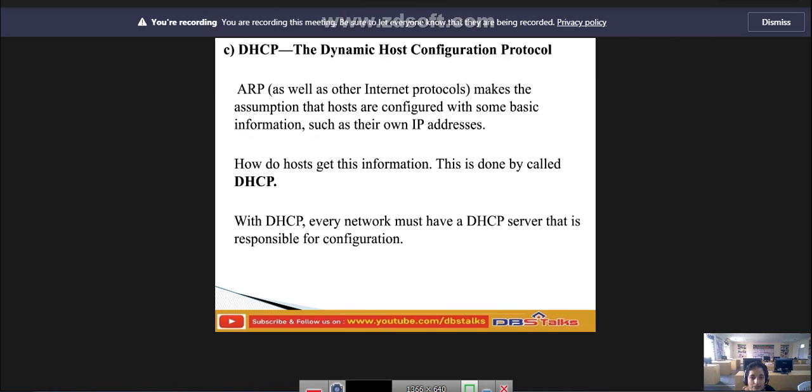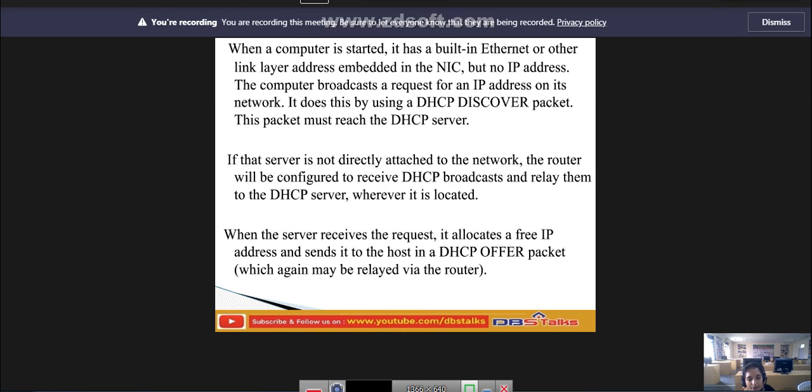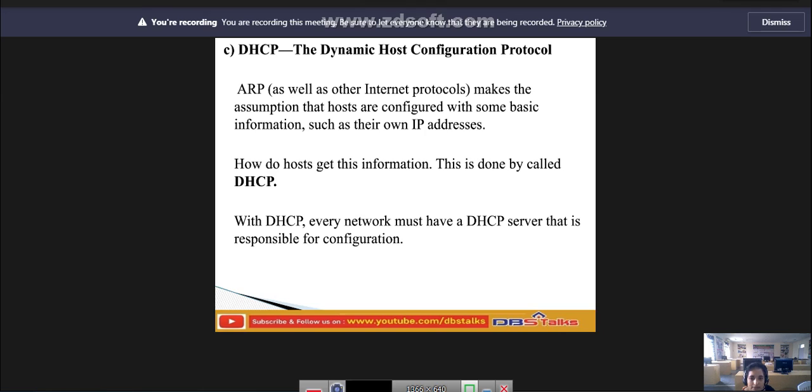Next, coming to DHCP, the Dynamic Host Configuration Protocol. ARP as well as the other Internet protocols make the assumption that hosts are configured with some basic information, such as their own IP address. How do hosts get this information? It is possible to manually configure each computer, but this is tedious and error prone. There is a better way, and it is called DHCP, the Dynamic Host Configuration Protocol.